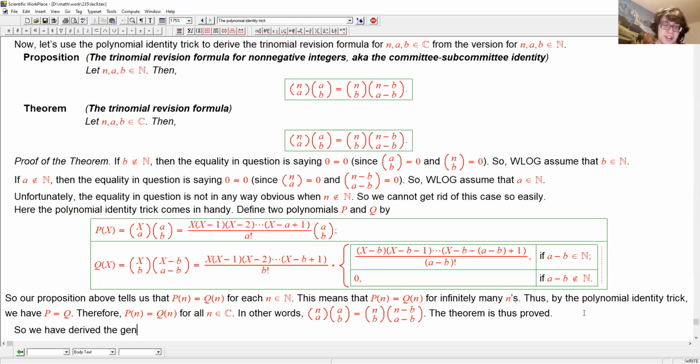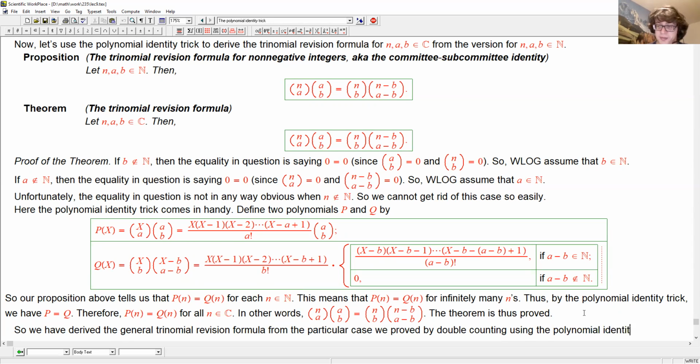So we have derived the general trinomial revision formula from the particular case we proved above. We proved it by double counting. Remember, committees and subcommittees. Using the polynomial identity trick.